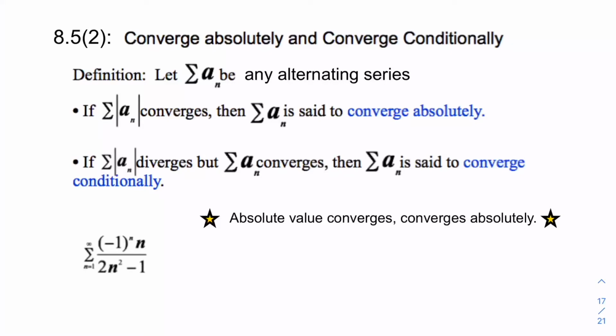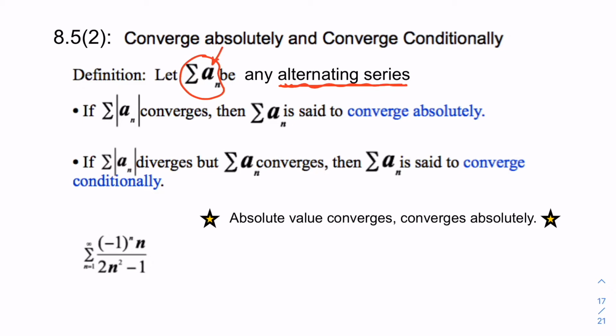Today we are going to go over 8.5 part 2, converges absolutely or converges conditionally. This is also about alternating series. The definition right here: given a series a_n is any alternating series, so (-1)^n is also included in our a_n.